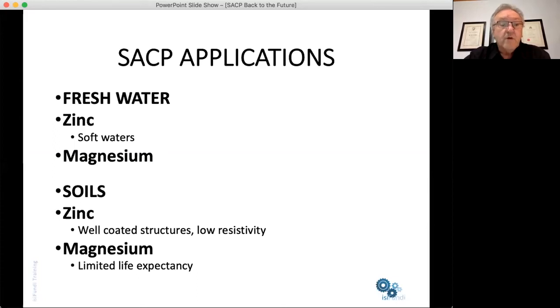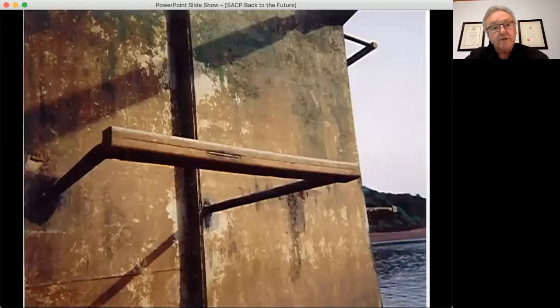Fresh water, we generally use either zinc or magnesium. We need to be a bit careful with zinc because it tends to passivate in hard water. So generally zinc will only be used in soft waters. In soils, we use both zinc and magnesium. The challenge with zinc is that we need to reduce the current demand because of that low driving voltage. And in the case of magnesium, we have the problem of a limited life expectancy, typically 12 to 15 years.